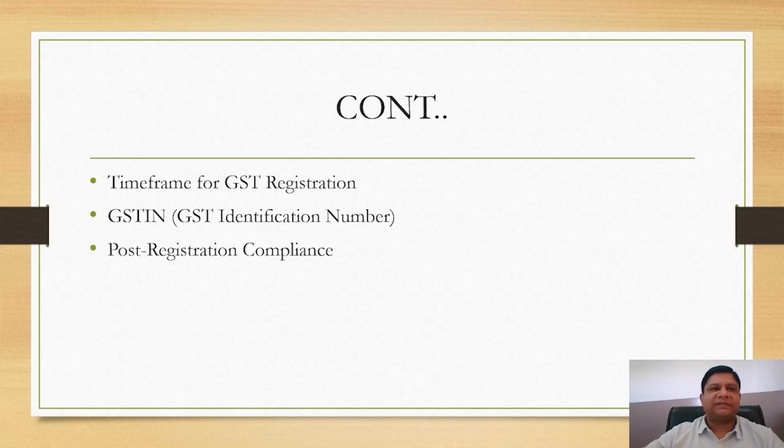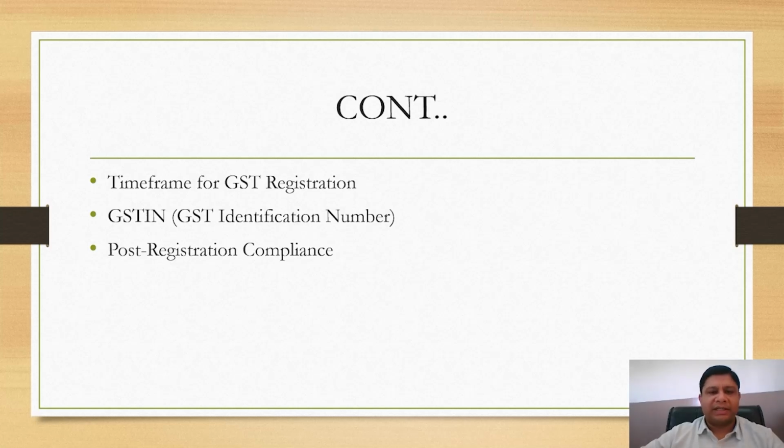Let's recall. First, we have to check the eligibility for GST registration. Then we have to check the type of GST registration which is applicable. Then go for the registration process on the website portal. Then filling the application form. Then submission of documentation. Then verification and approval. Then getting the GSTN number and compliance to be performed after registration.